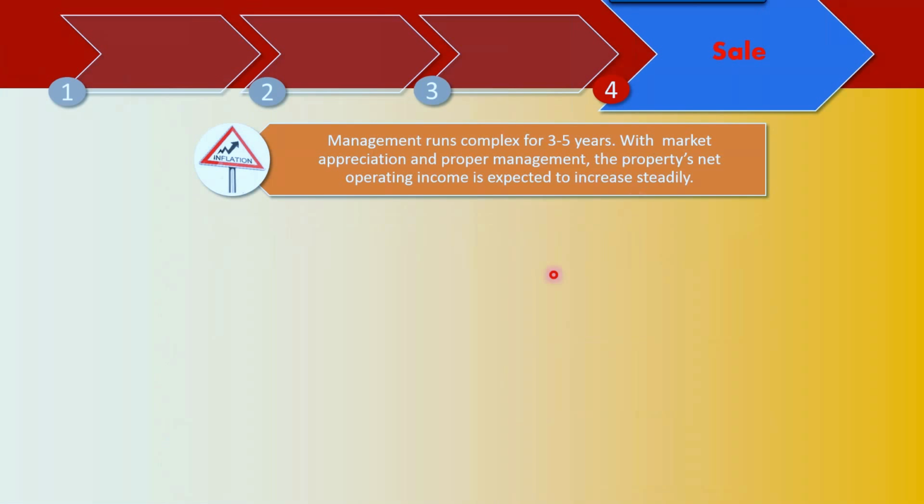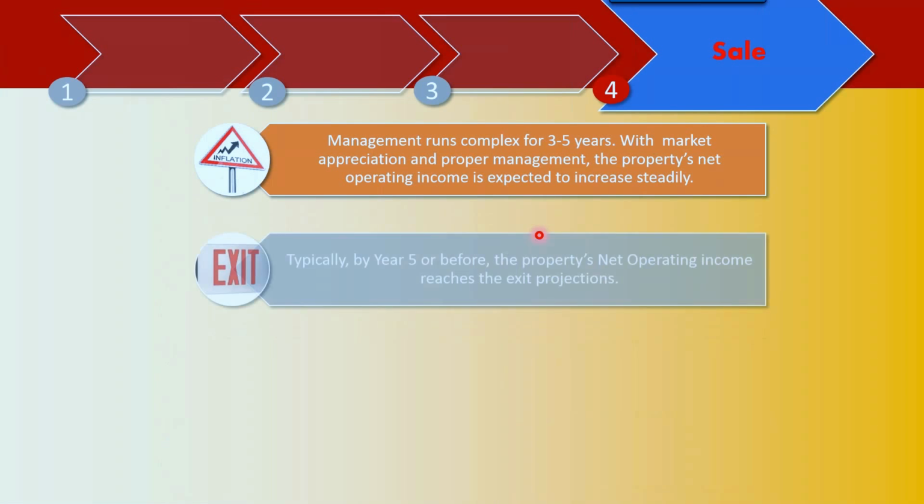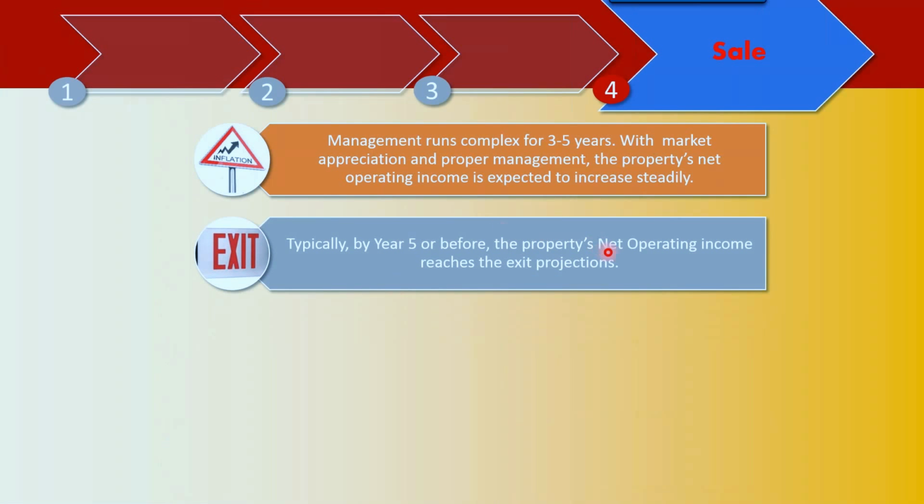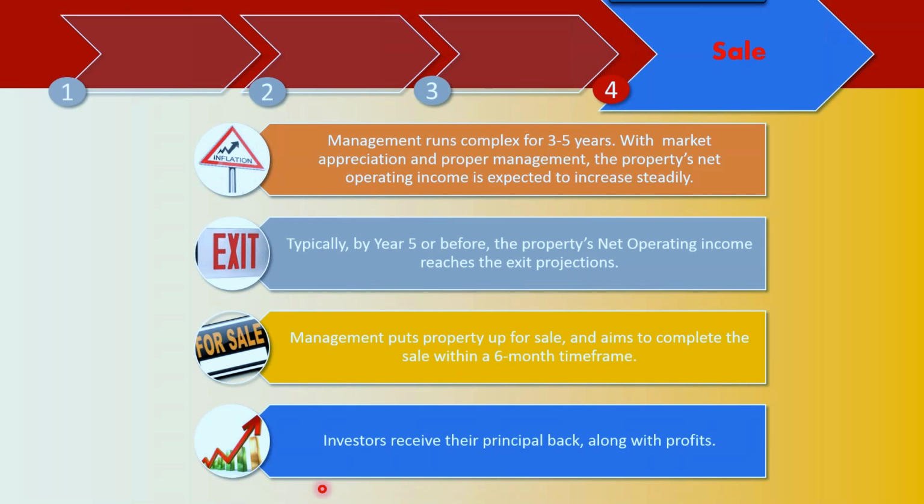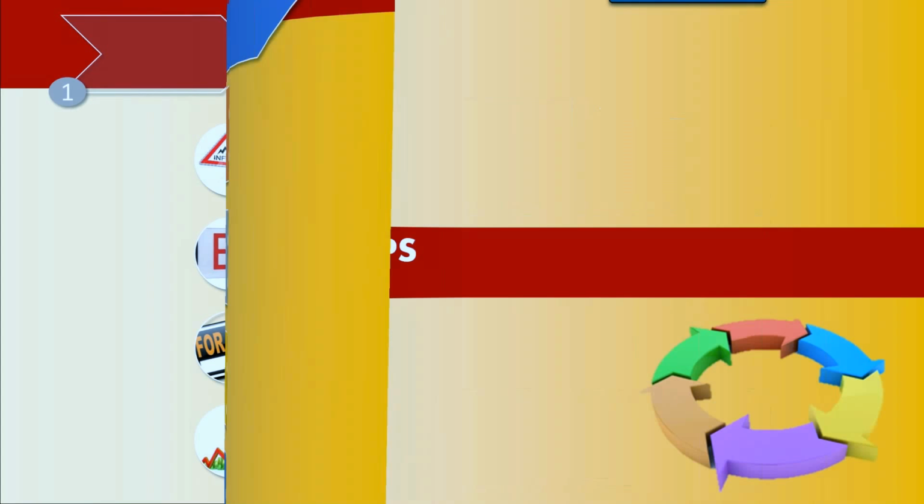Now, after a while, the management runs it, typically for 3 to 5 years, these days a little bit shorter because the rents are going up faster. The property's net income can be expected to increase steadily. Typically, the NOI reaches the exit projections by year 5 or sometimes before. Once it reaches the exit projections, which we give to investors when they're investing, we put it up for sale and we complete the sale within a 6-month time frame. Investors get their principal back along with back end profits from the sale. And that's your 4-step multifamily cycle.